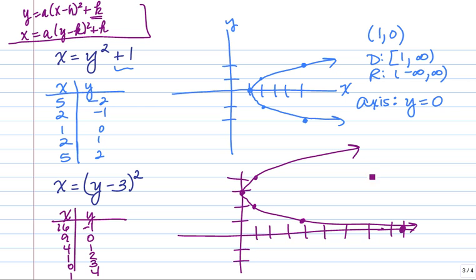So our domain is from left to right, 0 to infinity. Range is all reals. My axis is through the vertex. Well, what is the vertex? Yeah, the vertex of this horizontal parabola is (0, 3).